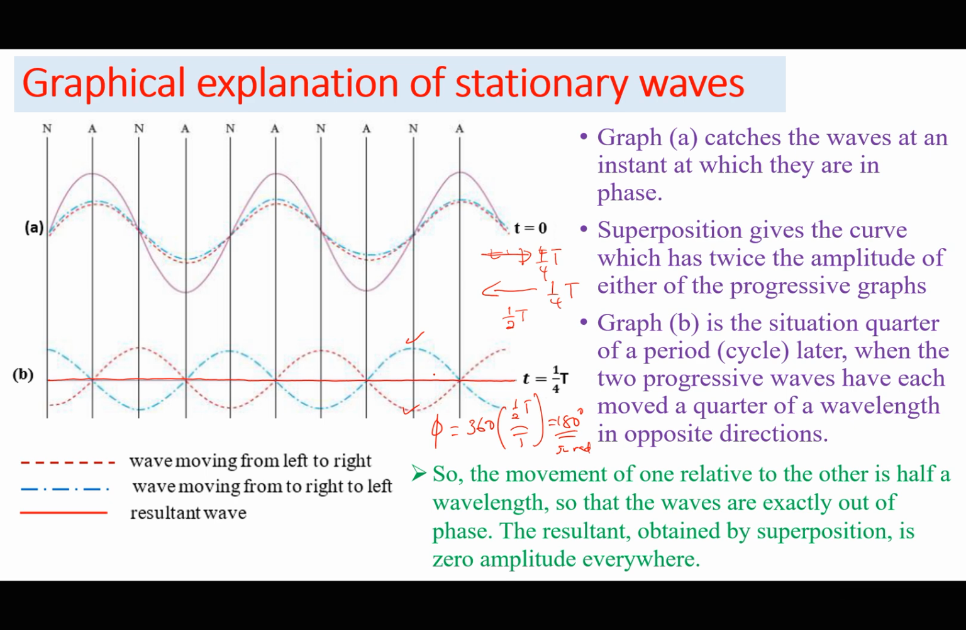When a crest aligns with the trough, we have what we call total destructive interference or total destructive superposition, which results in zero amplitude. So we would have a horizontal line in that case.